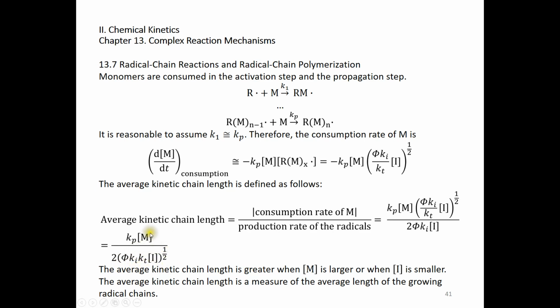Now we can analyze the average kinetic chain length qualitatively as well. When M is larger, you have a longer chain length. When I is smaller, you have a longer chain length. And also, if kp, the propagation rate constant, is larger, you have a larger chain length. But if the initiation rate constant and the termination rate constant are large, you have a shorter kinetic chain length.